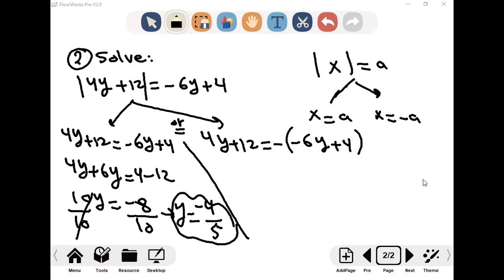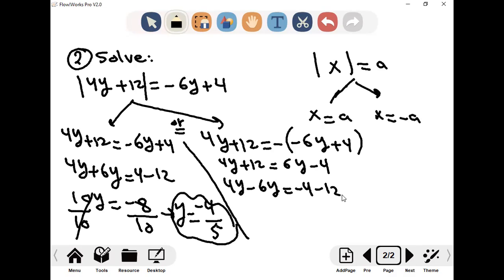طيب here first step, distribute the negative. It will be 4y plus 12 equal positive 6y minus 4, now 4y minus 6y equal negative 4. 4y minus 6y is negative 2y equal negative 16. So y will be 8 positive. Y equal 8 positive. Done? Both. Yeah. Either this or this.